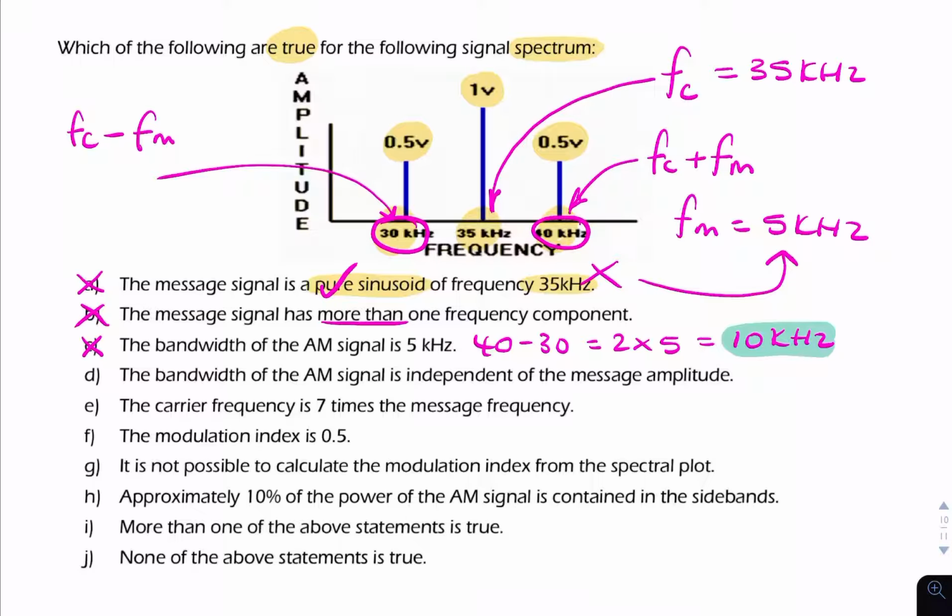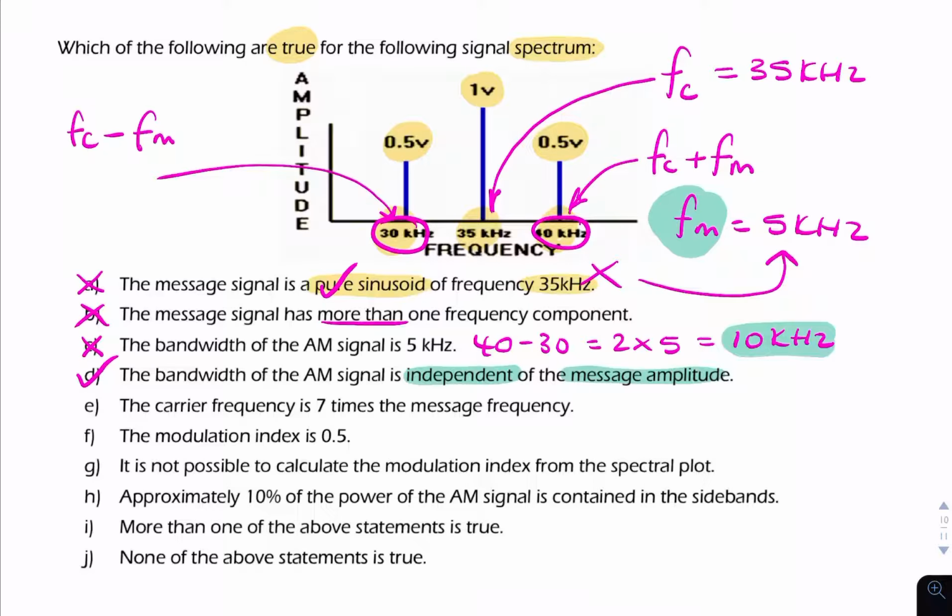So that's false. D, the bandwidth of the AM signal is independent of the message amplitude. It means the message amplitude doesn't affect or change the bandwidth. And that's true. The bandwidth depends only on FM, nothing else. So the amplitude of the message doesn't change the bandwidth. It does for FM, but it doesn't for AM. So D is true because it is independent. So D would be true, the correct answer.